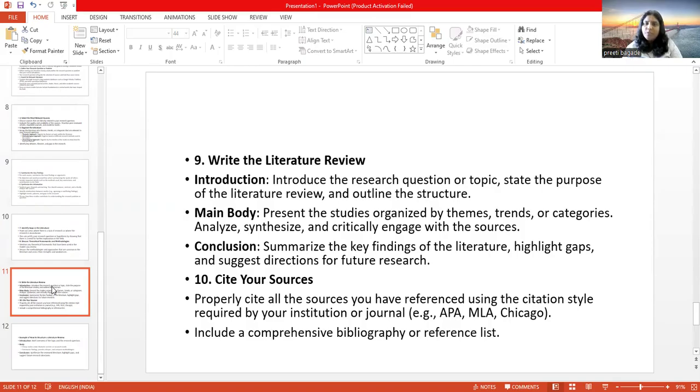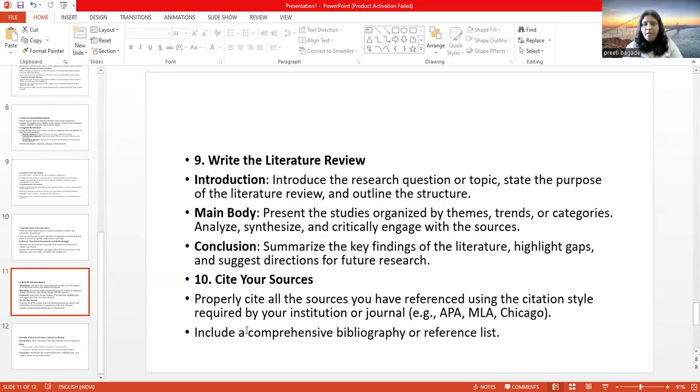First, you have to write the introduction. Introduce the research question or the topic, state the purpose of the literature review, and outline the structure. Second is the main body. Present the studies organized by themes, trends, or categories; analyze, synthesize, and critically engage with the sources. Again, the conclusion. Summarize the key findings of the literature, highlight gaps, and suggest the direction for your future research. And then cite your sources.